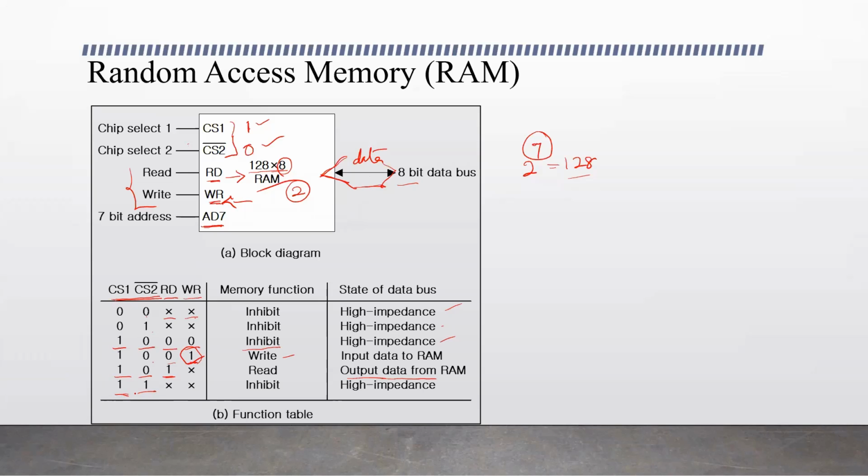And the next state, 1 1. Here CS1 is 1 and CS2 is 1. It does not select this RAM chip. So read and write will not be considered. Memory is in the inhibit state, and the lines are in high impedance state.